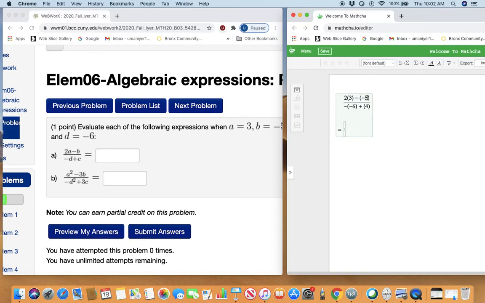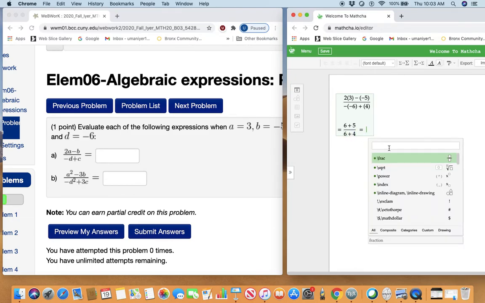You need to simplify numerator and simplify denominator. Multiplication takes precedence over subtraction. So 2 times 3 is a 6 minus -5. I may as well fix that. Minus, so negative followed by a negative is a +5. Over here, negative followed by a negative is a +6 plus 4.